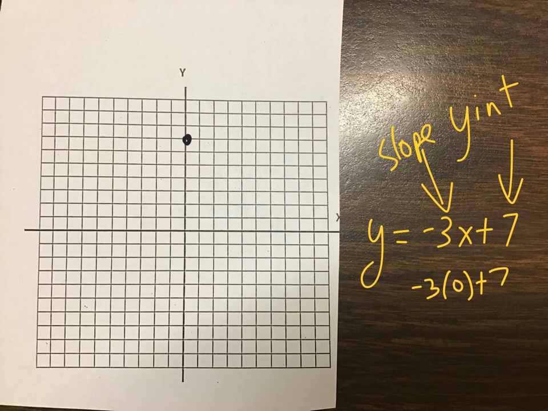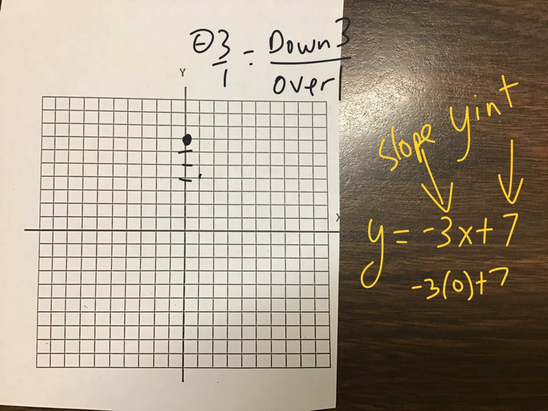Now we said that this guy was our slope. So that means we're going to go negative 3 over 1, which means to go down 3, because it's negative, over 1. So from this point right here, I'm going to go down 1, 2, 3 over 1, and 1, 2, 3 over 1. So I started again from this new point that I made, didn't I? And there is my line.